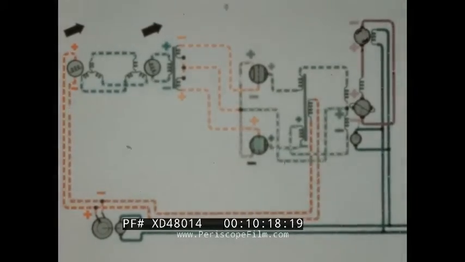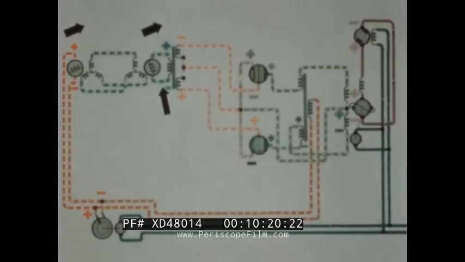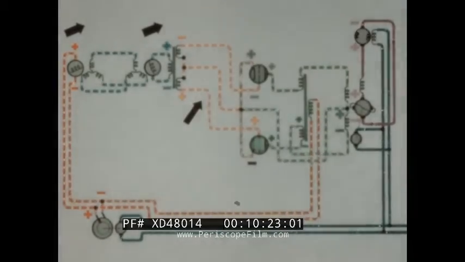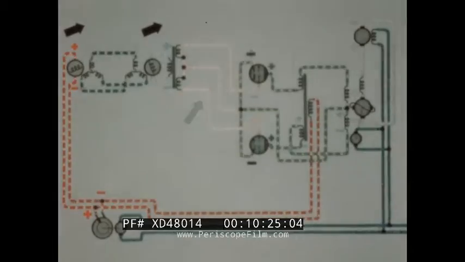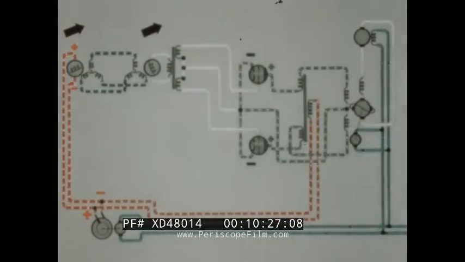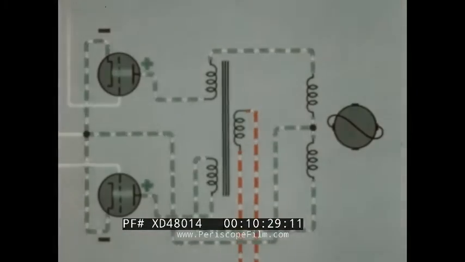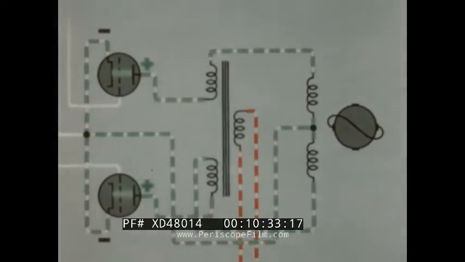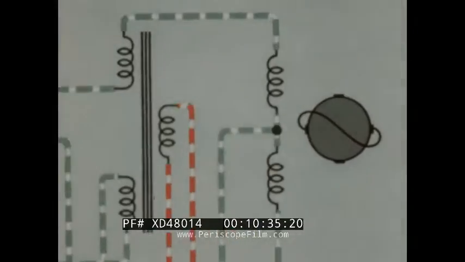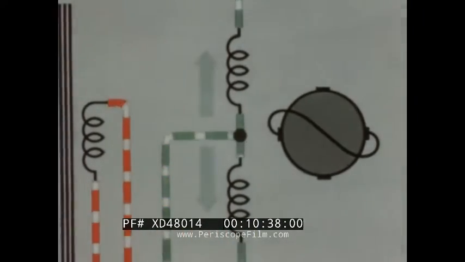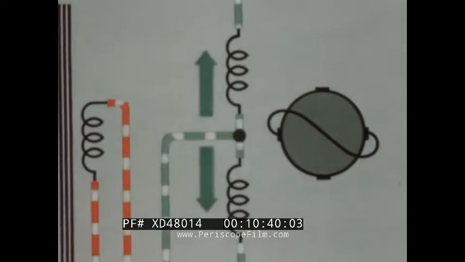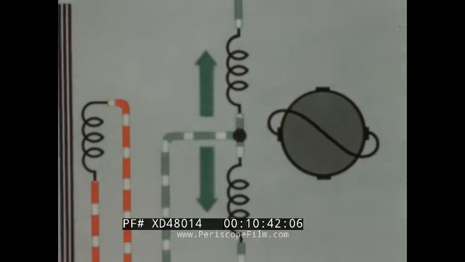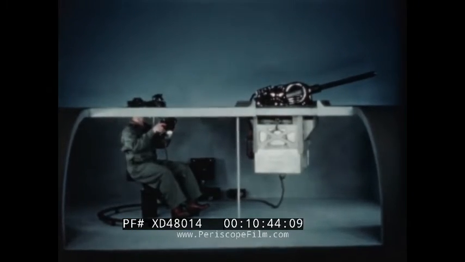As the guns line up with the sight, the signal and control voltages fade away. The turret stops. With no signal applied to the grids, the tubes pass small equal currents. The effects of these currents are canceled out within the generator field winding. The guns are now in alignment with the sight.